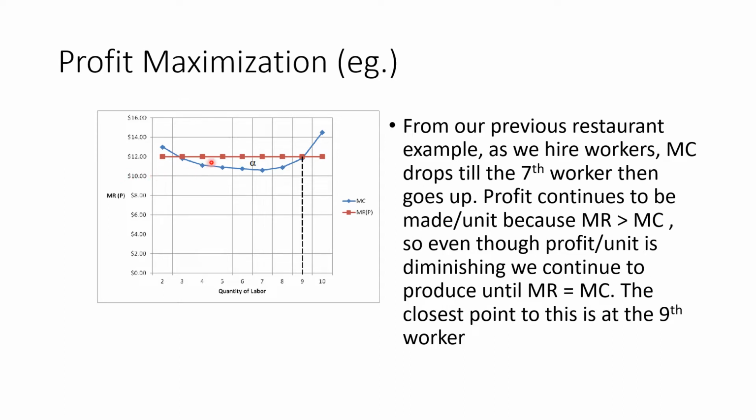You have to keep producing through the 3rd and the 4th and the 5th and the 6th and the 7th and the 8th. Now look at our 9th laborer. At our 9th laborer, the money out per unit is the same as the money in per unit. So he's the last person we're going to hire. Profit continues to be made per unit because marginal revenue is greater than marginal cost. So even though profit per unit is diminishing, as we've just talked about, we continue to produce until marginal revenue equals marginal cost. Okay? The closest point to this is at the 9th worker.